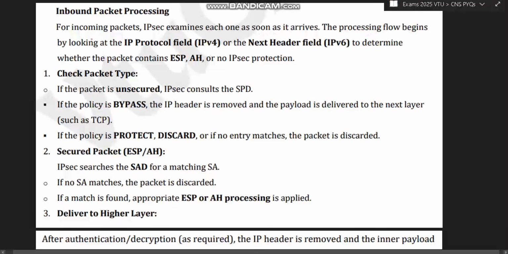The processing flow begins by looking at the IP protocol field in IPv4 and the next header field in IPv6 to determine whether the packet contains ESP, AH, or IP security protection. The incoming packet is checked for any protection. If the packet is unsecured, IP security consults the SPD, the Security Policy Database. If the policy is bypass, the IP header is removed and the payload is delivered to the next layer. As simple as that. If the policy is discard, or if no entry matches, then the packet is discarded.